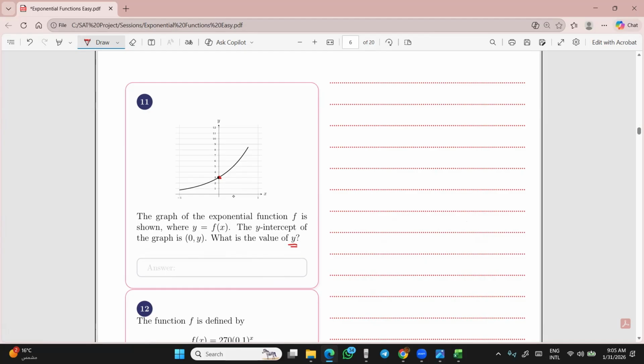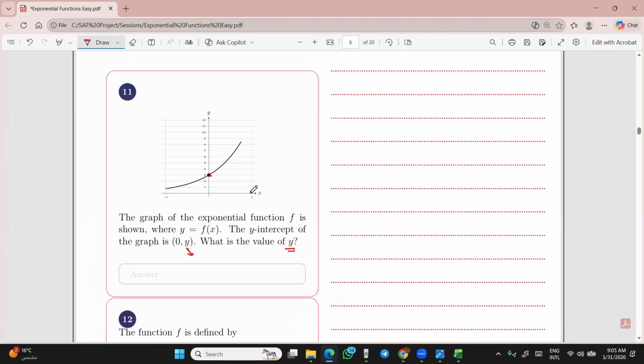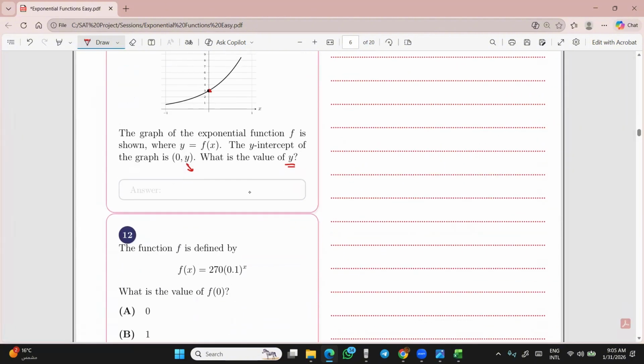The question says, what is the value of y? Y only. So we know that this is 0 and 3. We cannot write 0 and 3, just write 3 because the question asks about the value of y.